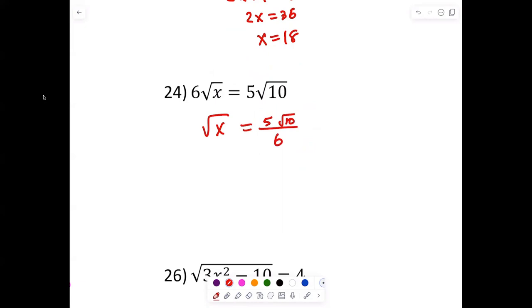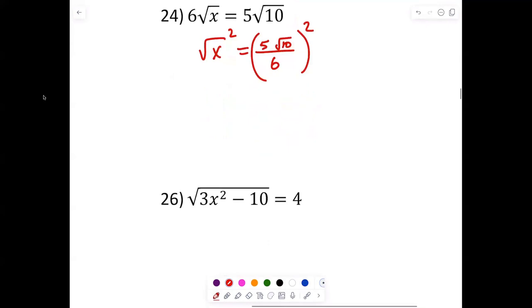Now what? No, you do that first and then after that you get done. Square it. Thank you very much. So x is equal to, what's 5 squared?